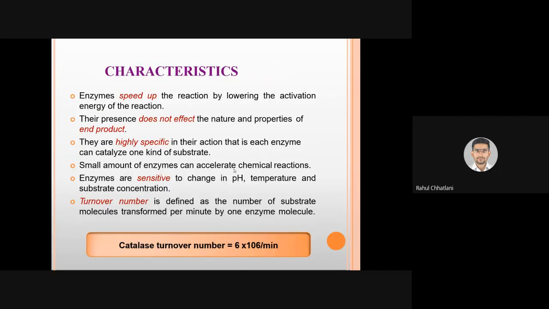Characteristics, utmost important. Yes, enzyme, when can any protein be called an enzyme? This is the main characteristic of an enzyme. Enzymes speed up the reaction by lowering the activation energy of the reaction. Say for example CO2 plus H2O leads to H2CO3. This process will happen even in the absence of carbonic anhydrase.